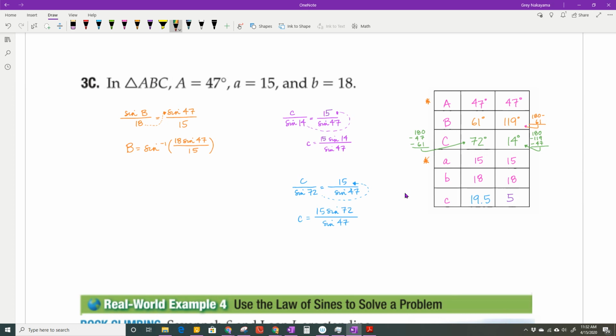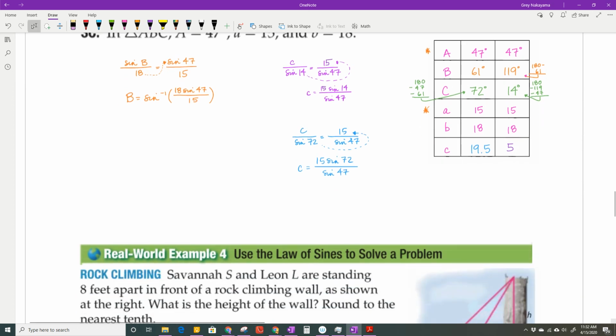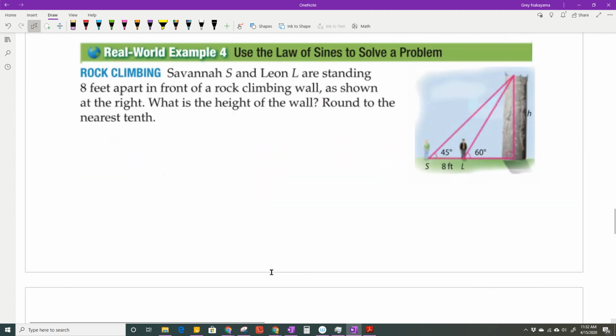So we solved two triangles. We have one problem left. Okay. Word problem. Savannah S., shout out to Ms. Oakman, and Leon L. are standing 8 feet apart in front of a rock climbing wall as shown at the right. What is the height of the wall rounded to the nearest tenth?